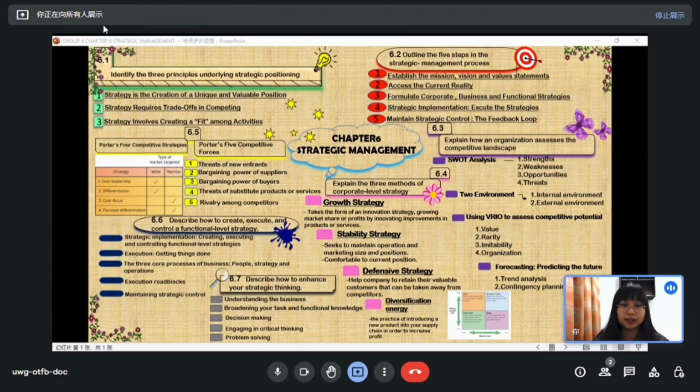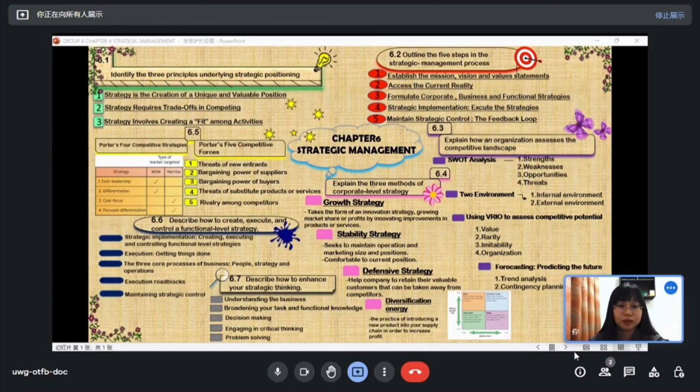Step 2, assess the current reality. The second step is to do a current reality assessment to look at where the organization stands and see what is working and what could be different in achieving the organization's mission. Step 3, formulate corporate, business, and functional strategies. The next step is to translate the broad mission and vision statements into a corporate strategy.